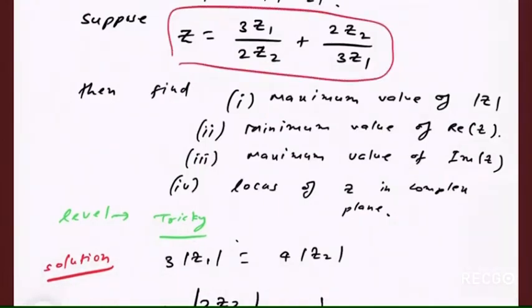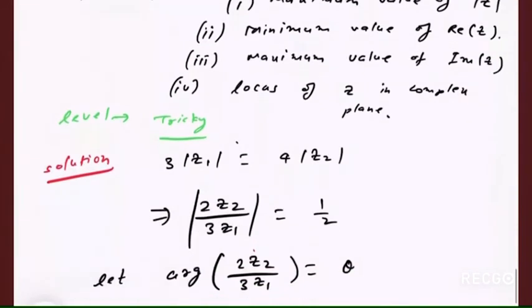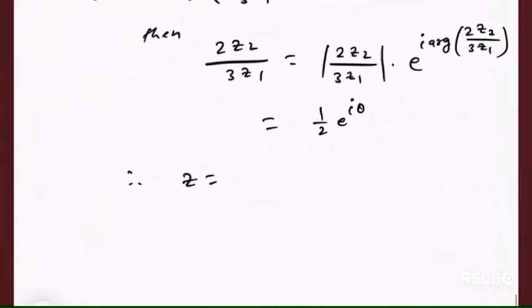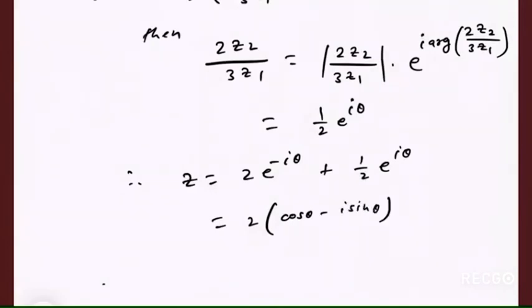So in fact, I have first found the second term, and I'm going to write the first term as a reciprocal of the second term. So the reciprocal of 1 by 2 into e to the power iota theta is nothing but 2 into e to the power minus iota theta. So z should be equal to 2 into e to the power minus iota theta plus 1 by 2 into e to the power iota theta, which is equal to 2 into, converting them into polar form, cos theta minus iota sin theta, plus 1 by 2 into cos theta plus iota sin theta.